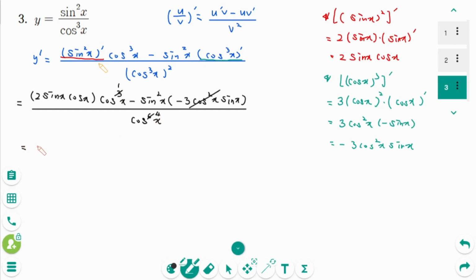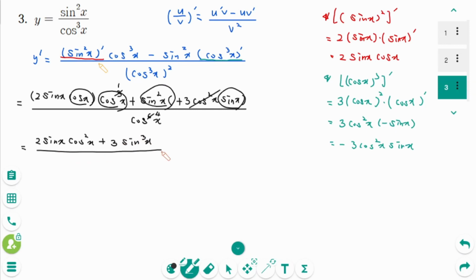So we can rewrite as 2 sine x cosine x times cosine x is cosine squared x, make positive 3 sine squared x times sine x is sine cubed x over cosine to the power of 4x equals, we can factor, take out sine x, then 2 cosine squared x plus 3 sine squared x over cosine to the power of 4x.